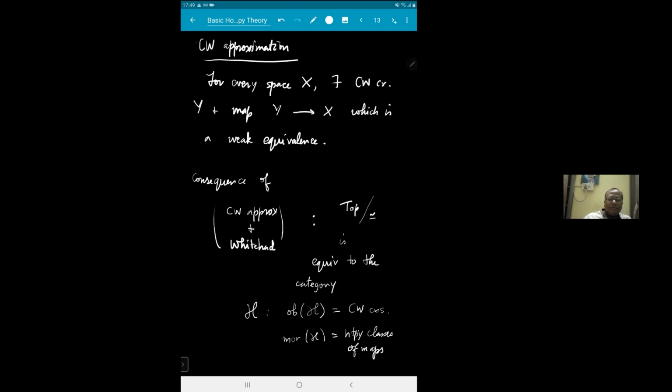Okay, why? Because every topological space is weakly equivalent to a CW complex, and a weak equivalence between CW complexes is a homotopy equivalence. So if you invert the weak equivalences between CW complexes, you only get the homotopy classes of maps. A map will be equivalent to anything which is homotopic to it. That's all you get.